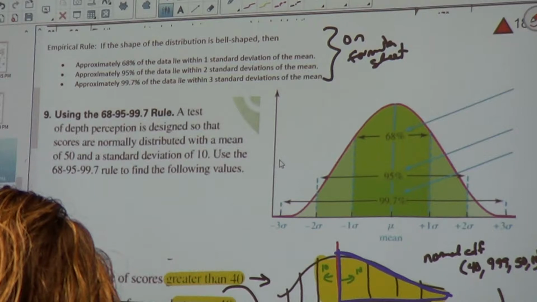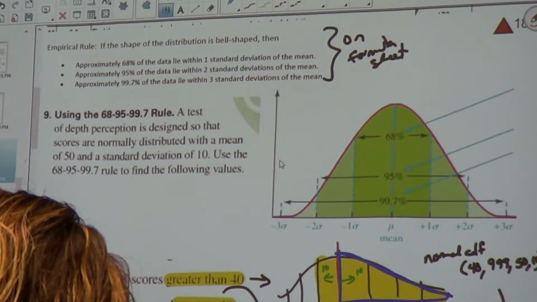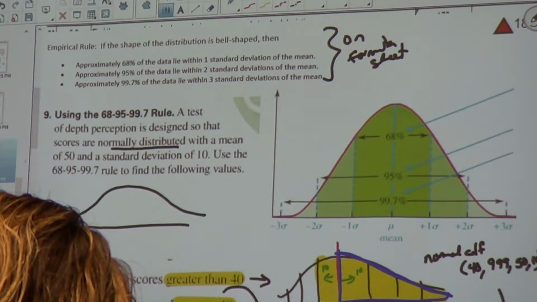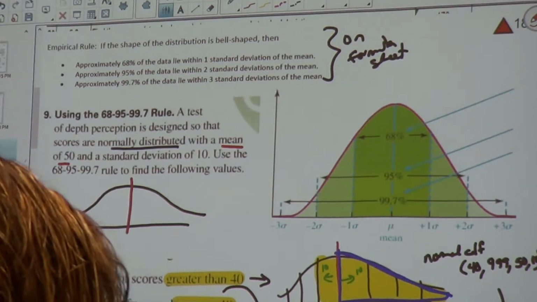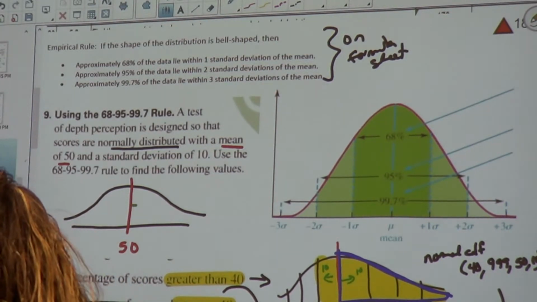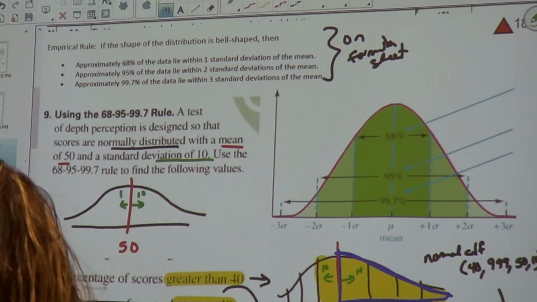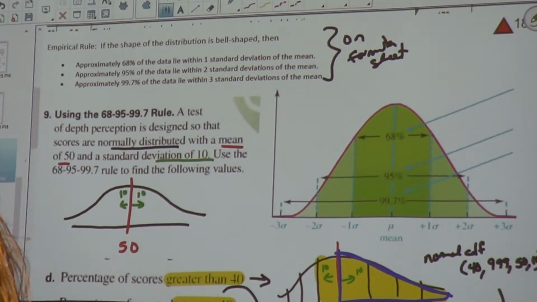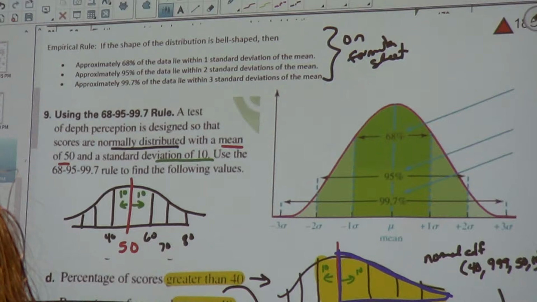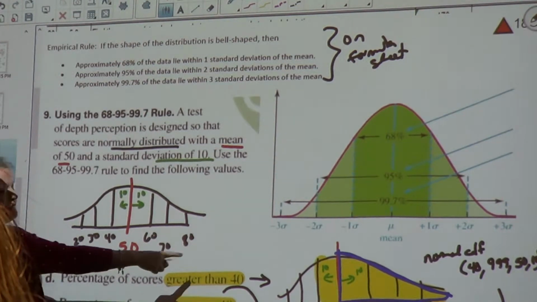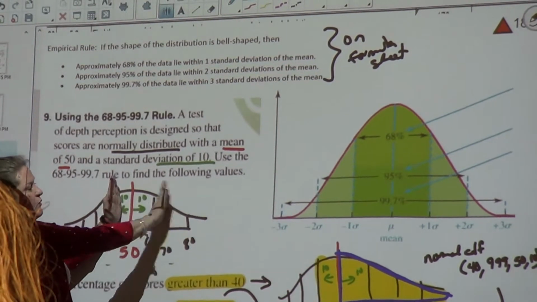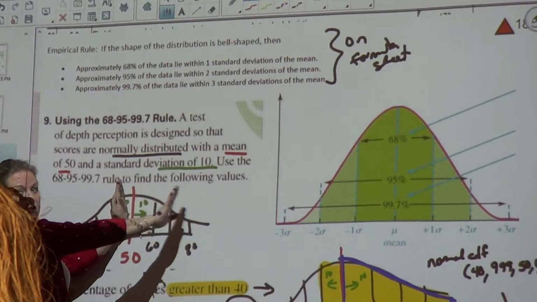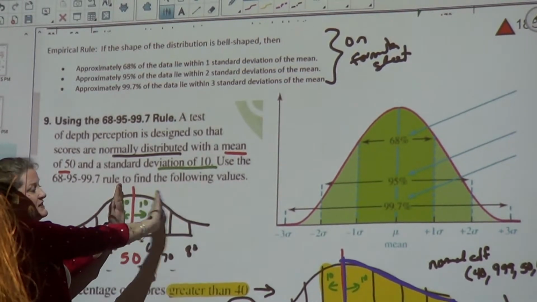The problem says we have a normal distribution with a mean of 50, a standard deviation of 10. So for these, we're going to go plus 10, plus 10, plus 10. Minus 10, minus 10, minus 10. Now, my first problem says greater than 40. So greater than 40 is going to be all of this. Go with me? Greater than 40 is all of this.